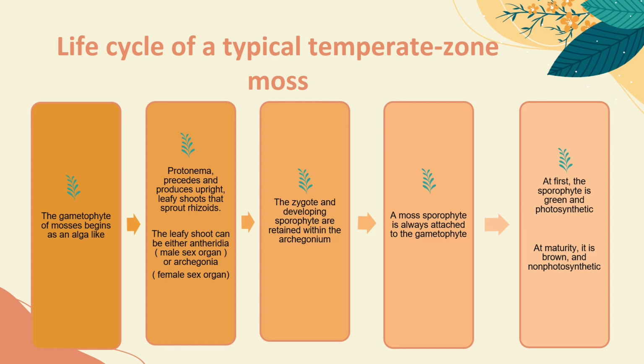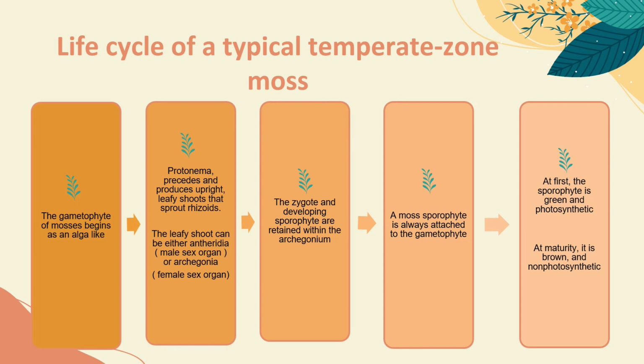So note that the leafy shoot can bear either antheridia or archegonia, where antheridia is a male sex organ and archegonia is a female sex organ. So after the fertilization process occurs, the zygote and developing sporophyte are retained within the archegonium. So the fourth and the fifth box in this slide explain the sporophyte.